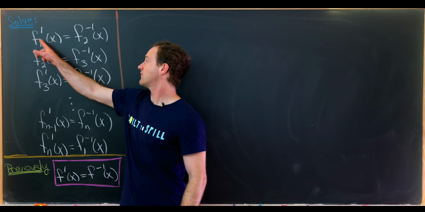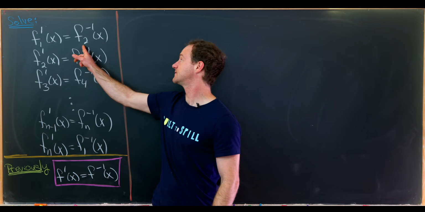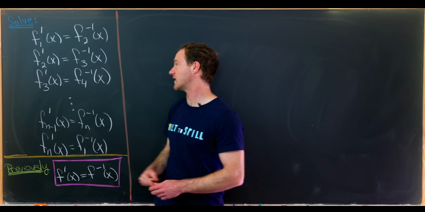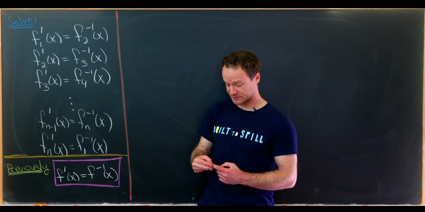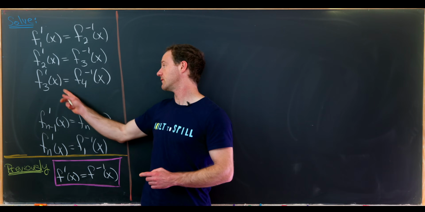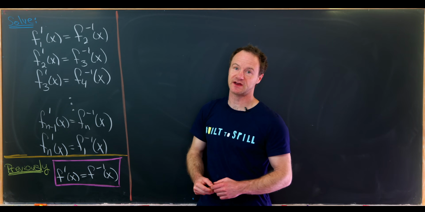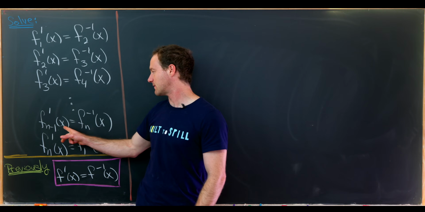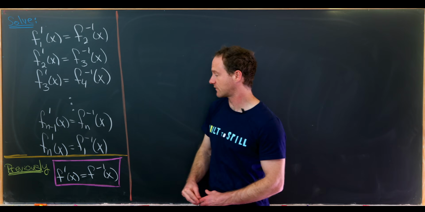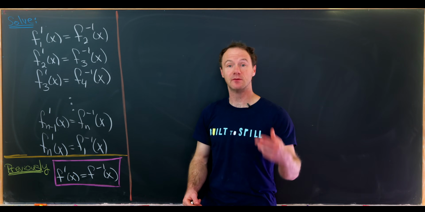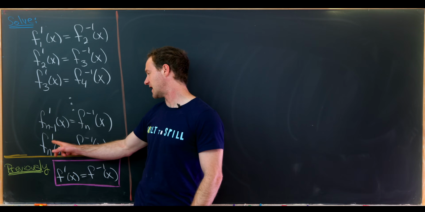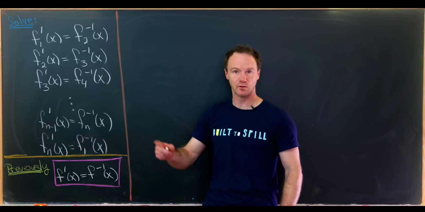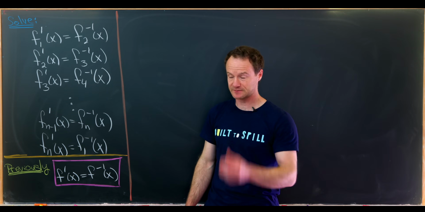And so we'll have f1 prime of x is f2 inverse of x. And then f2 prime of x is f3 inverse of x. f3 prime of x is f4 inverse of x, and so on and so forth. All the way down until we get f(n-1) prime of x is fn inverse of x, and then we complete the loop. So fn prime of x is f1 inverse of x. So we loop it back around to the start.